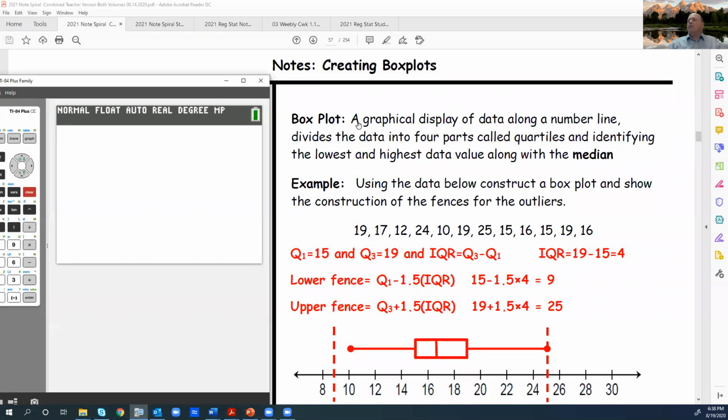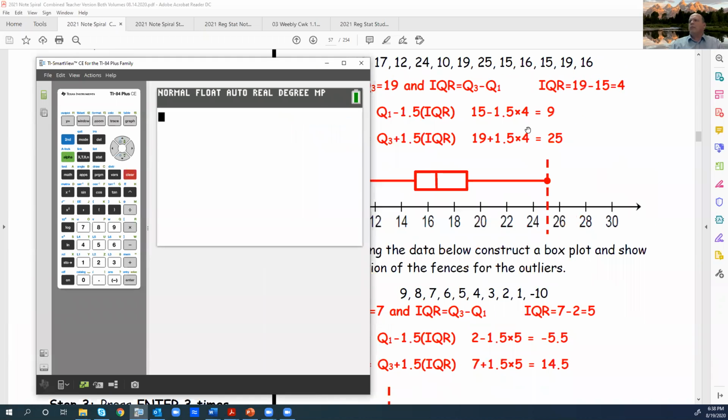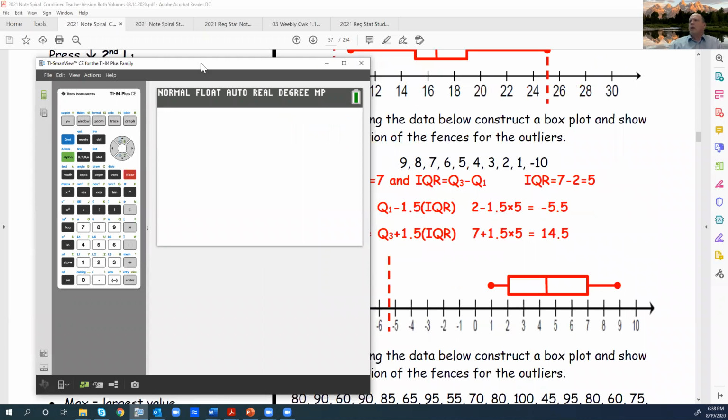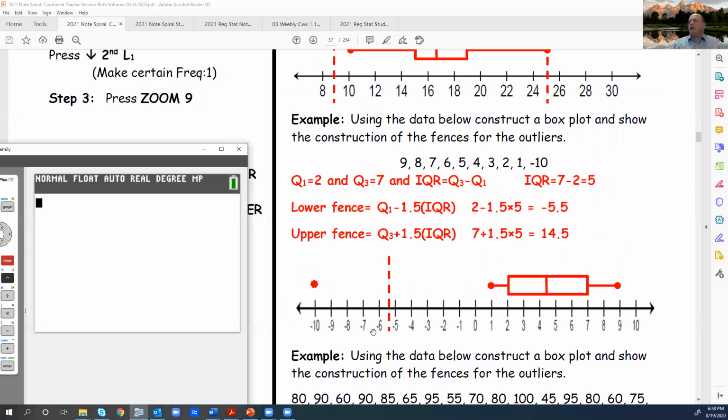Okay, this is Mr. Spencer again with creating box plots. We're going to do our second example. This is page 57 of the note spiral, and we'll do our second example. All right, so first off, I'll scroll down and I'll show you what it looks like. Ultimately, this is what we're going to end up with.